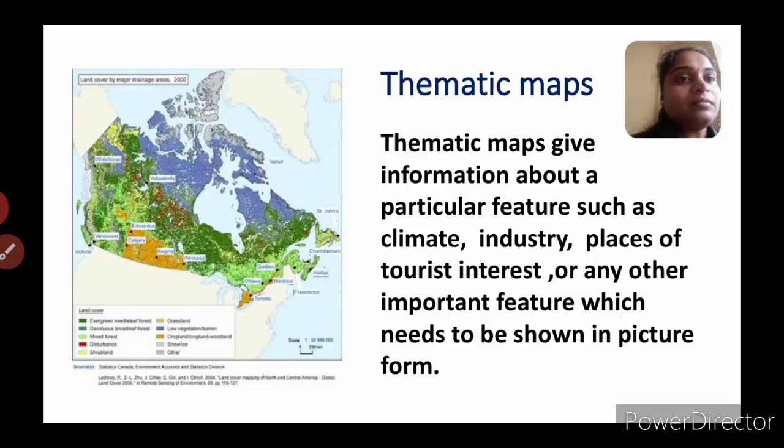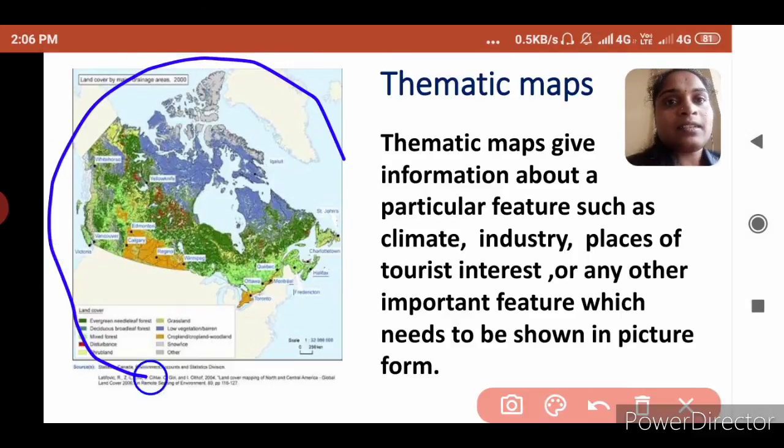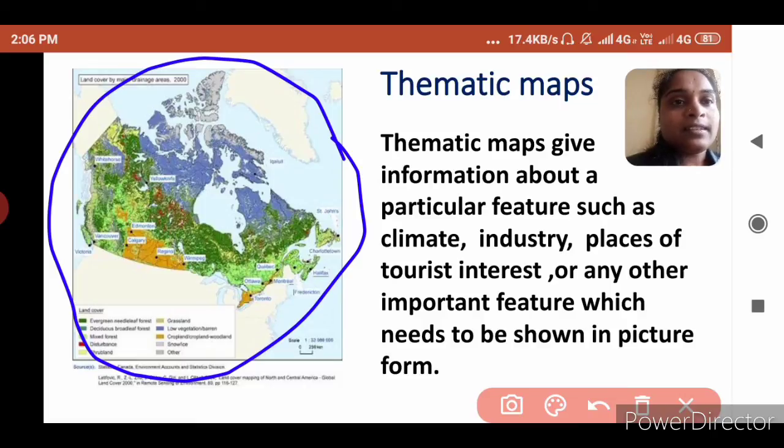Now, about industries, we are going to learn by this thematic map. Places of tourist interest, for those who are going as tourists, the map they are using is the thematic map for their understanding of where they have to go, or any other important feature which needs to be shown in picture form. I have given you this map here. By this map you can understand the things. In blue color they have given, in green color they have given. Maybe a tourist is using this map.